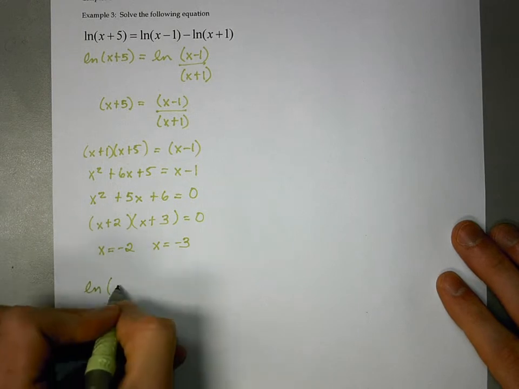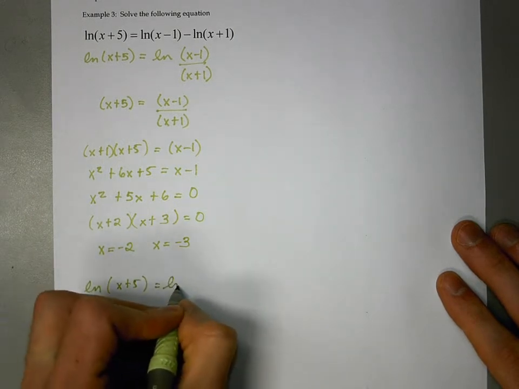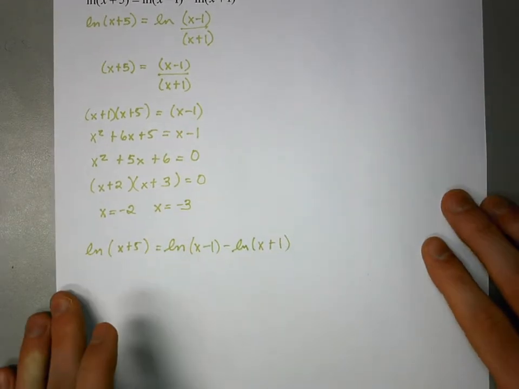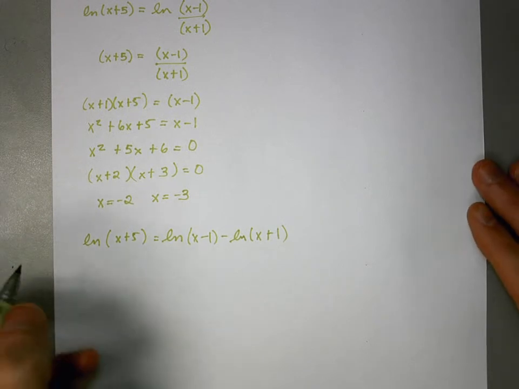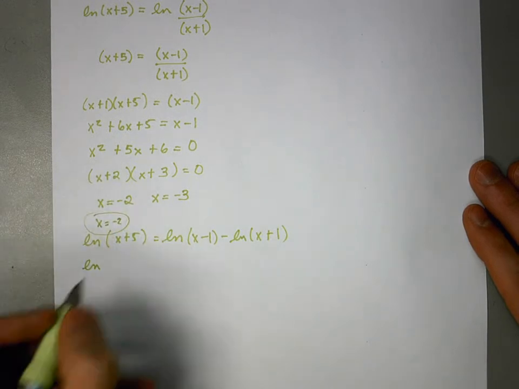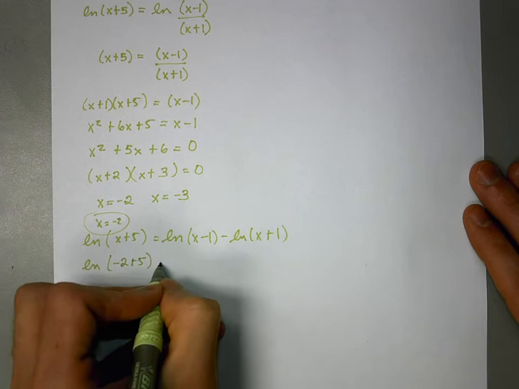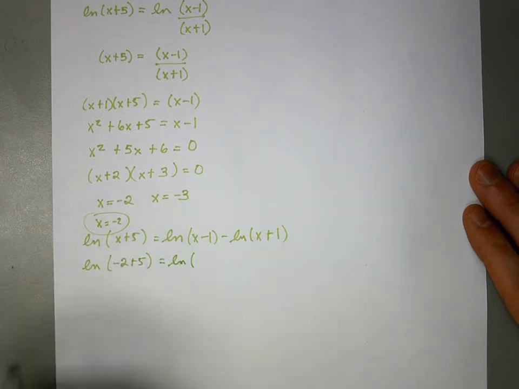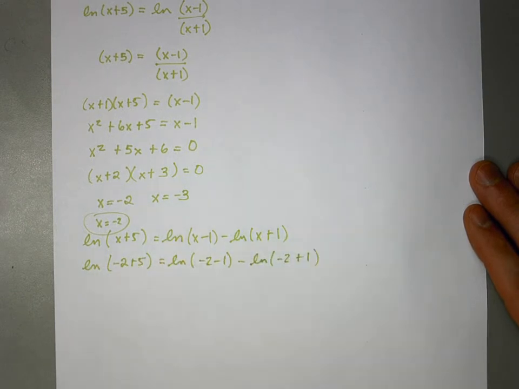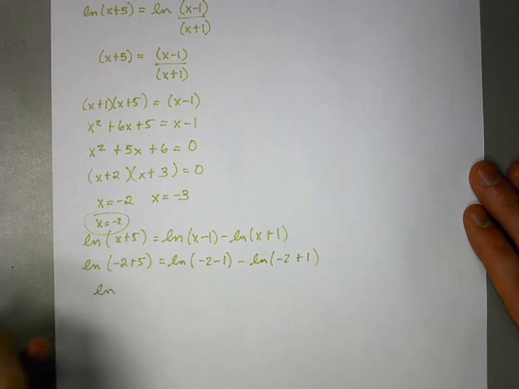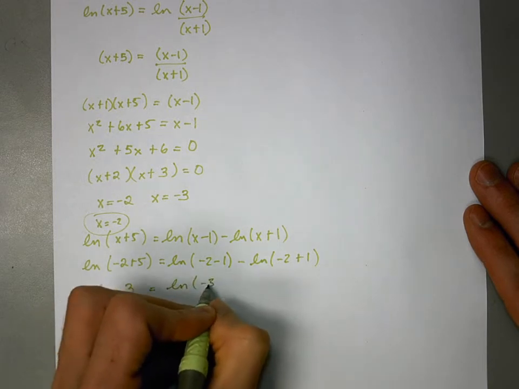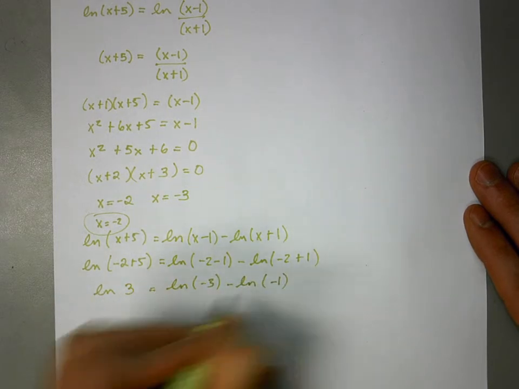If I do the ln of x plus 5 equals the ln of x minus 1 minus the ln of x plus 1, let's simplify this out. Start with x equaling negative 2 is what we're going to check. So negative 2 plus 5 is equal to the ln of negative 2 minus 1 minus the ln of negative 2 plus 1. The left-hand side, I've got the ln of 3. On the right-hand side, ln of negative 3 minus the ln of negative 1.